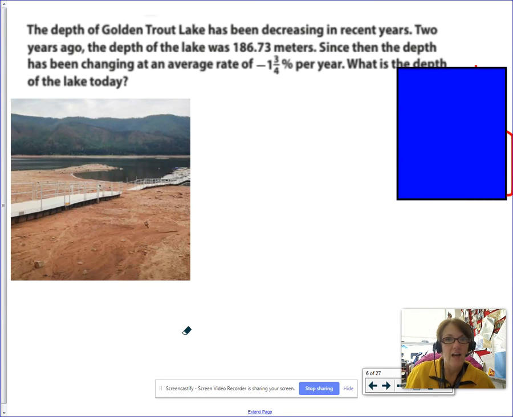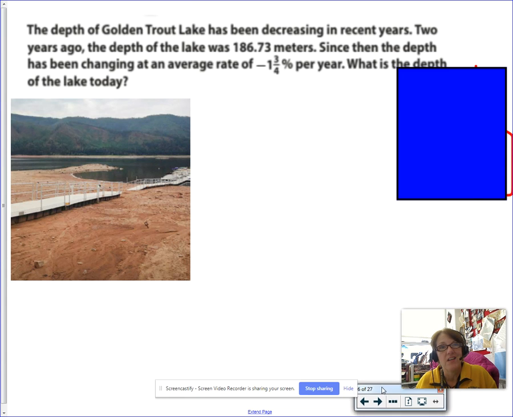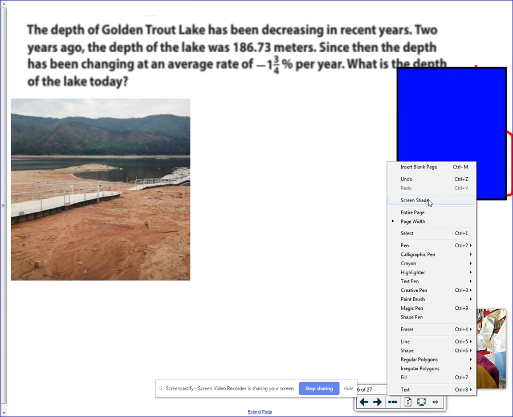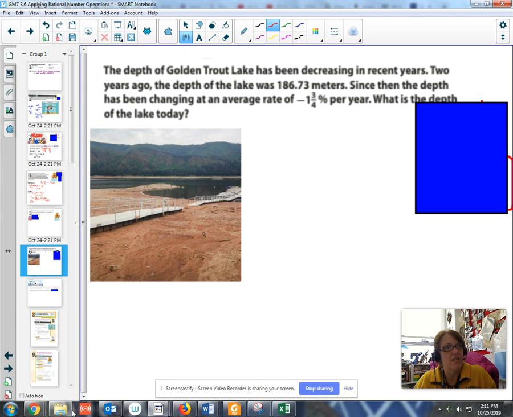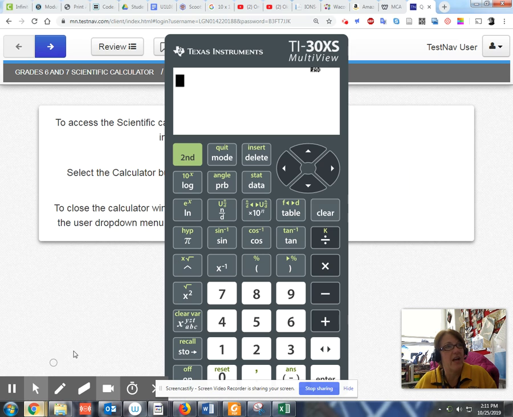All right, let's see how you did on these last two. Because both of these involve percent, I want to make sure that you've got this down as you're working on your calculator, navigating and making sure you understand where those are. Okay, so I'm going to bring this down a little bit so that I can flip-flop back and forth with our fabulous multi-view TI-30 calculator.